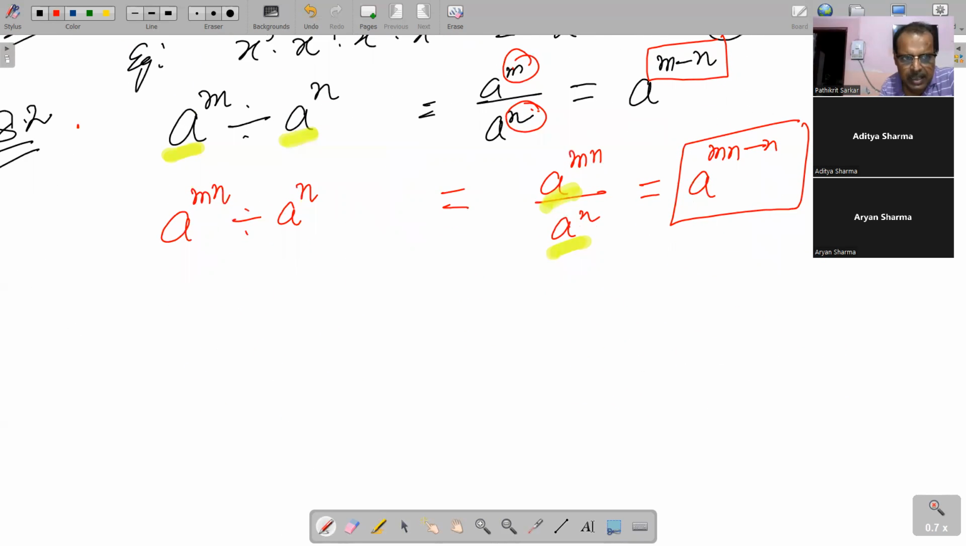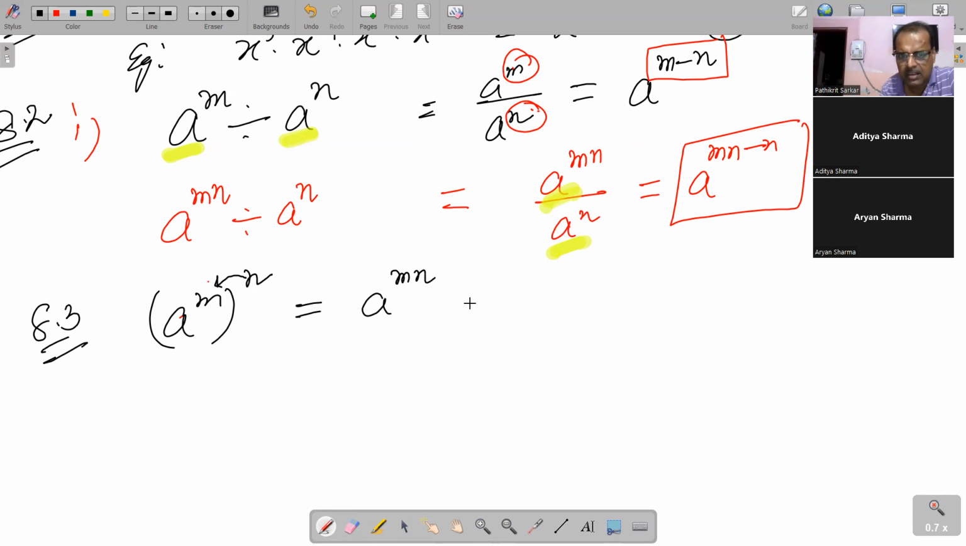So let's take another typical example. If n is a positive integer, suppose we write it in this form, what happens? Let's check. This is another situation. If you see a to the power mn, normally we multiply m with n, that means a to the power mn. And here it is mentioned that n is a positive integer.